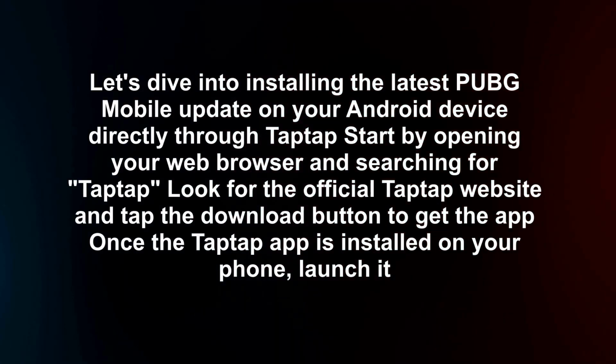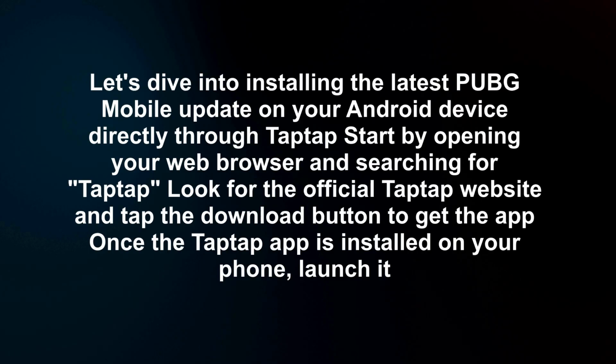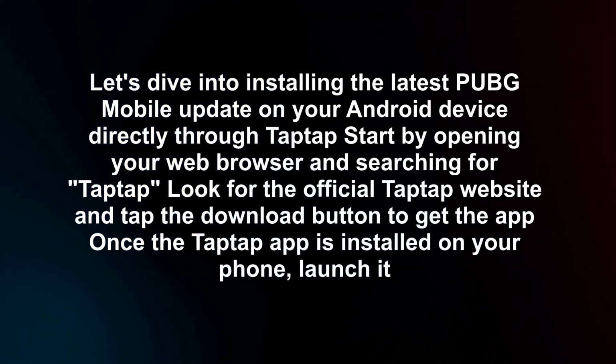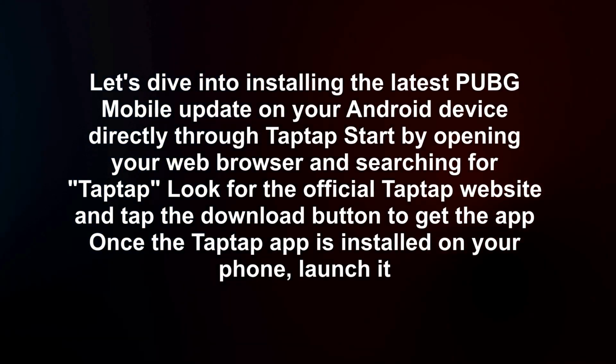Start by opening your web browser and searching for Taptap. Look for the official Taptap website and tap the download button to get the app. Once the Taptap app is installed on your phone, launch it.